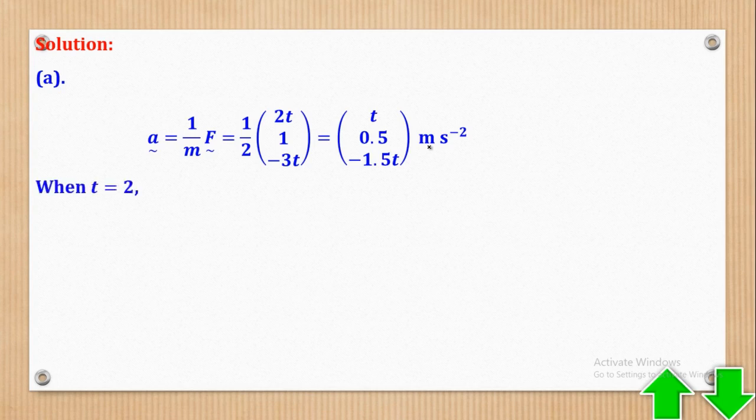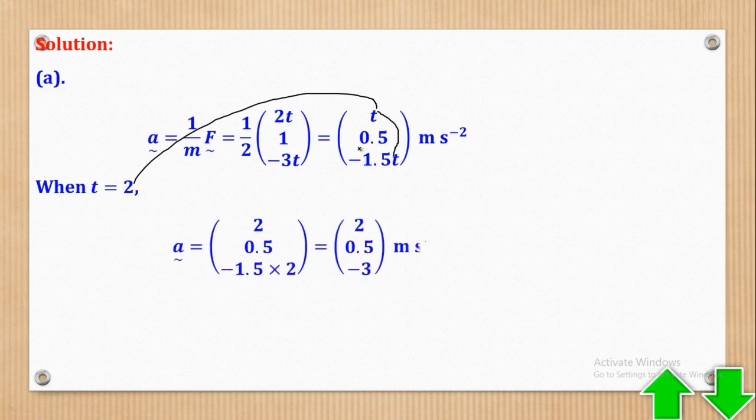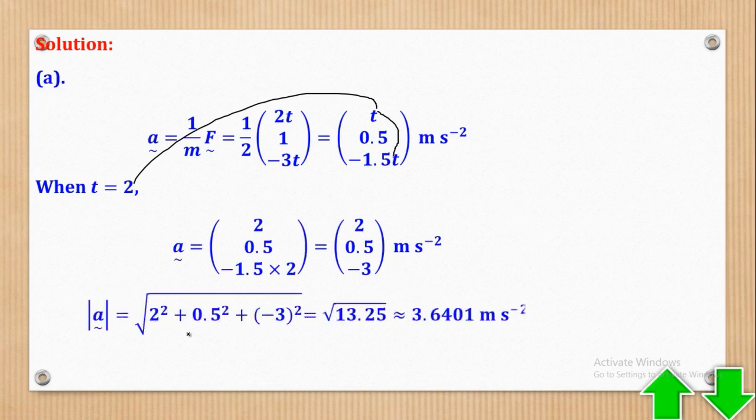But they wanted acceleration when t is equal to 2. So what I'm going to do, I'll come and substitute these two here and also here to get the acceleration, first in vector form. Then I remember that they asked for magnitude of acceleration. So I'll come and say that magnitude of acceleration is given by this formula, which gives you 3.6401 meters per second squared.